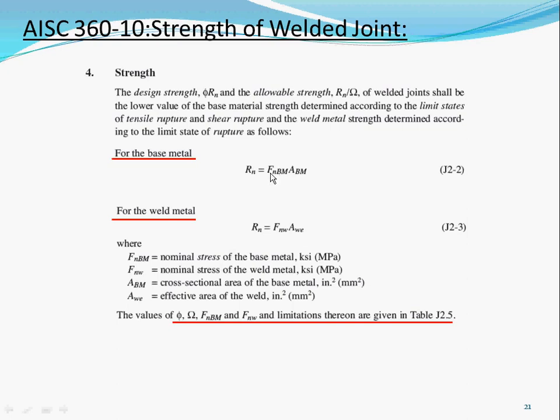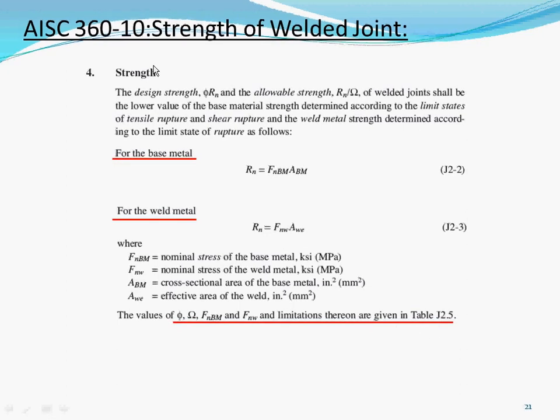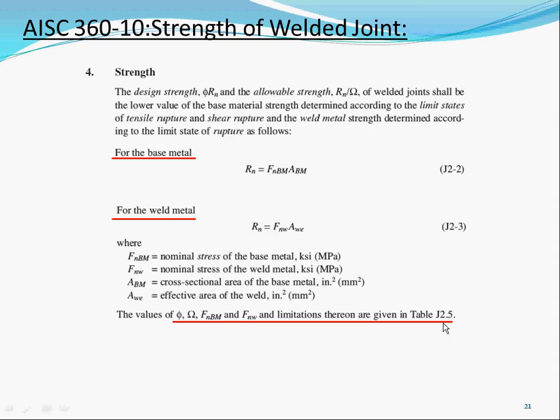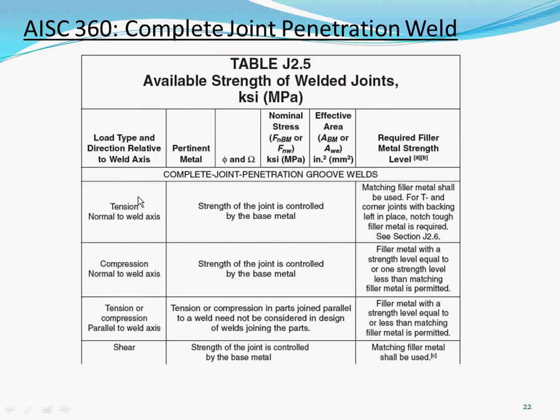The nominal stress of the weld metal or the base metal is given in a table, and this is AISC 360, Table J2.5. When you go to Table J2.5, they break it down into CJP, complete joint penetration weld. They give you a nominal stress, effective area, and required filler metal strength level. Don't worry about this one, but these you need to look at. They are also based on the loading relative to the axis of the weld.